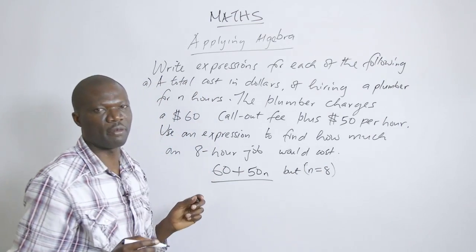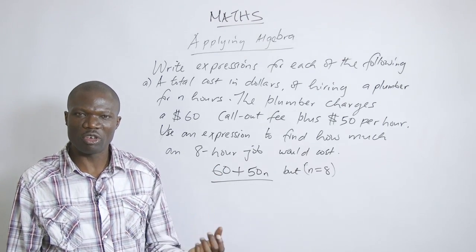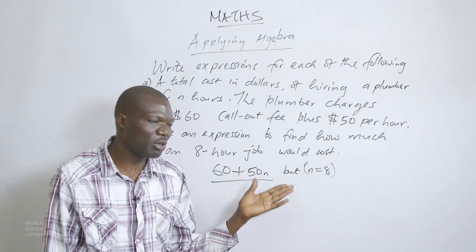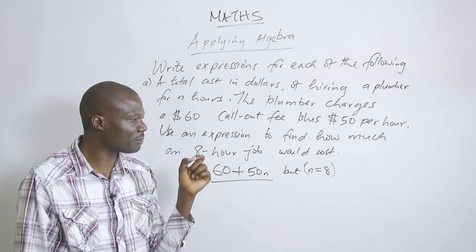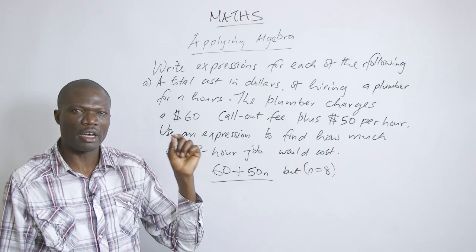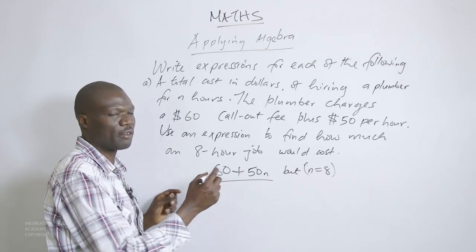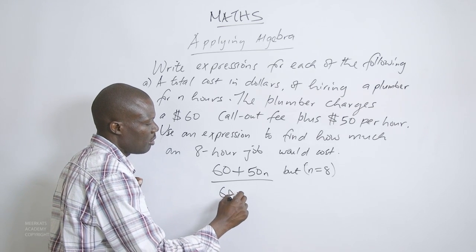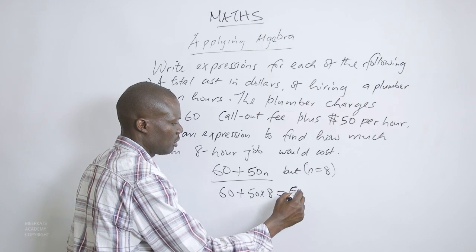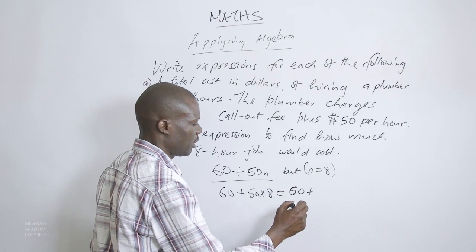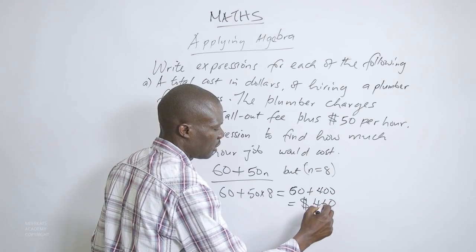But we've been told we want to find the cost that we shall pay for an 8-hour job. The moment we've been given an 8-hour job, then we ask ourselves, what represents hours? You'll find that what represents hours in this particular case is n. So when we talk of an 8-hour job, then we shall replace n with 8 and substitute accordingly. So for an 8-hour job, it will be 60 plus 50 multiplied by 8 hours. And this one gives us 60 plus 400, so it gives us a total of $460.